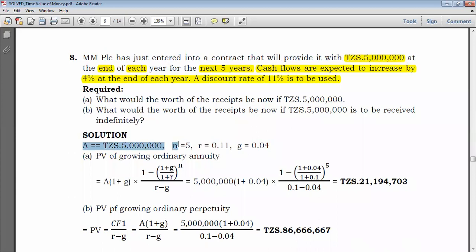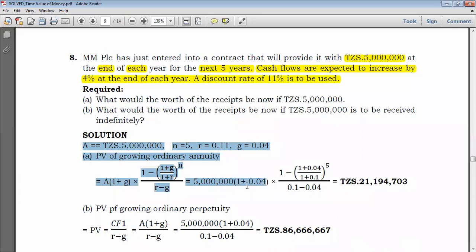Okay, so the data given, we have been given the annuity of 5 million, and then you have been given the period, that is 5 years. You have the discount rate R, that is 0.11, 11%, and we have the growth rate, 0.04. So to obtain the present value of ordinary annuity, you just go back to your formula. You have A times 1 plus G times 1 minus (1 plus G over 1 plus R) all raised to the power of N, over R minus G, all right? You substitute. So you have A, that is 5 million. You multiply by 1 plus G.